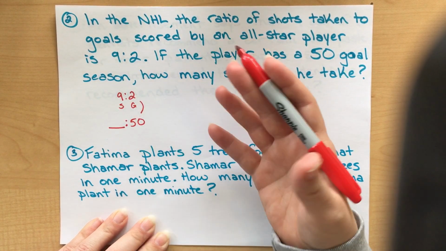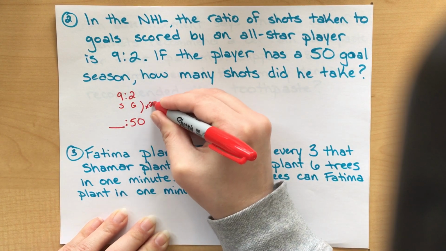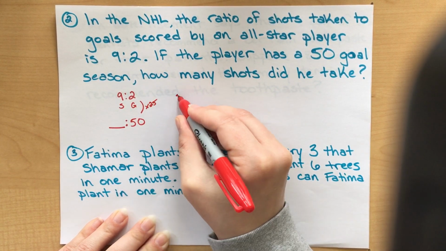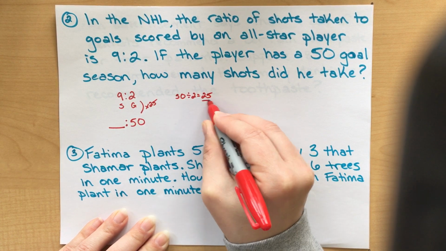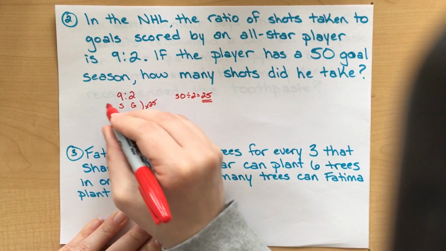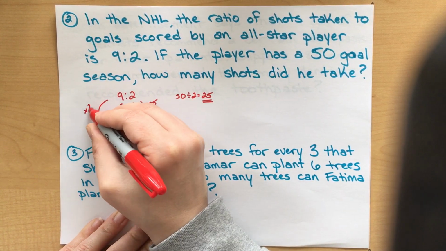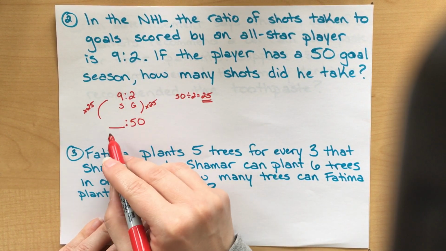Okay, you could look at this and you might know automatically that's times 25. If you didn't know that automatically, you could just take your 50 and divide it by 2, and you get 25, and that's how you know what your scale factor is. Okay, so if I did that to one side of the ratio, remember I have to do it to the other side of the ratio. So this was times 25, that's times 25.